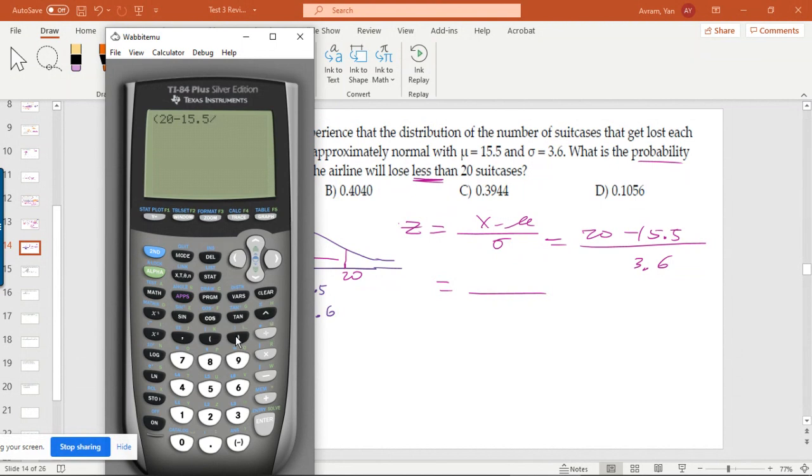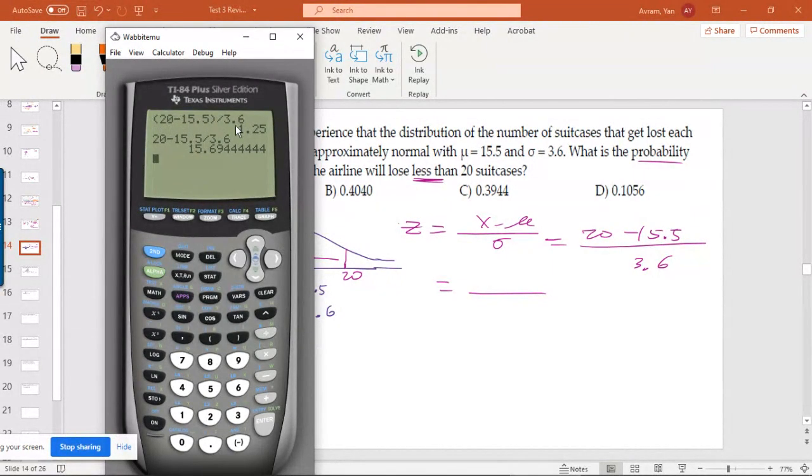Close that. All right, so that is 1.25. Let me show you what happens if you don't use the parenthesis. If you type this one right here, you're going to get 15.69, right? So that is the wrong number. Make sure you use the parenthesis.